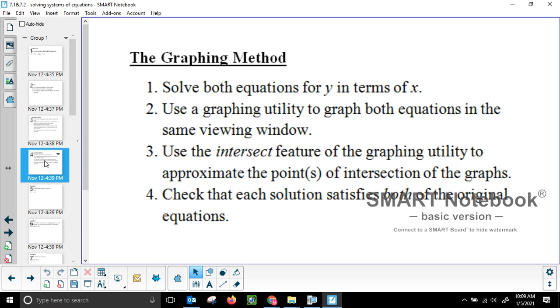All right. Also, the graphing method. This is actually the first method that you ever used to solve systems of equations in school. Right. You would just graph both of the lines, and you see where they intersect. All right.